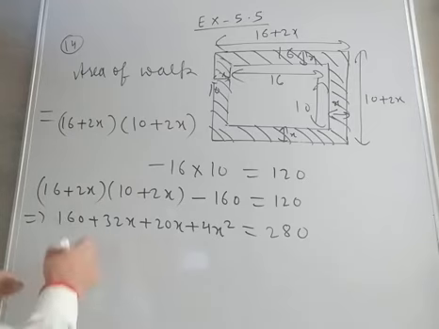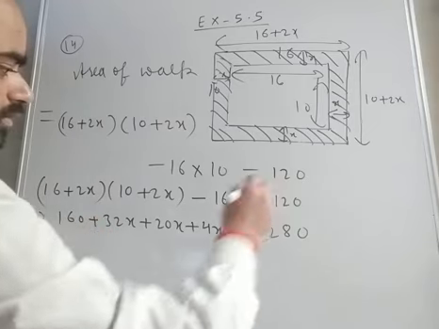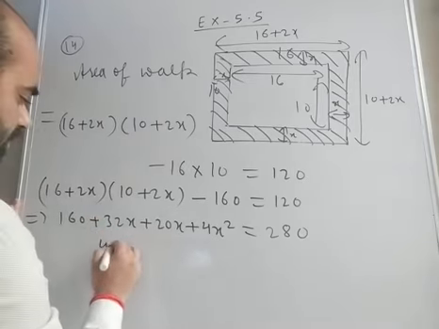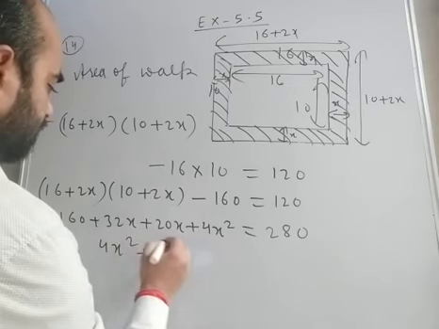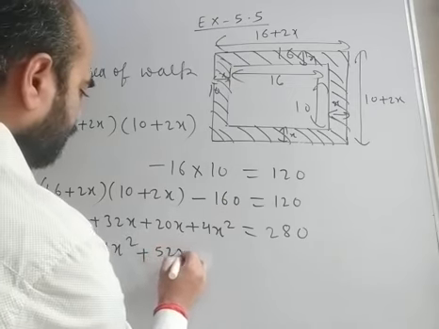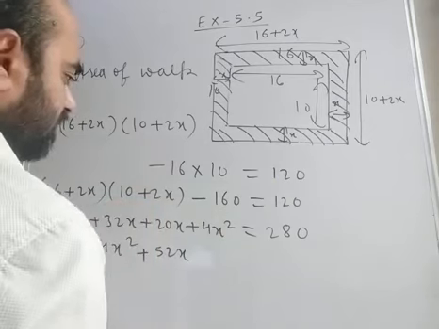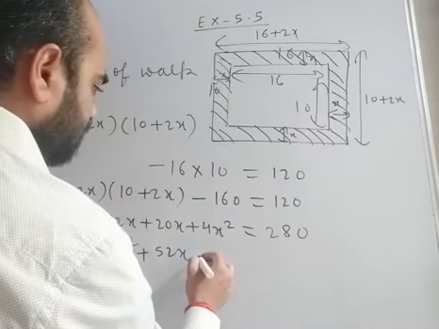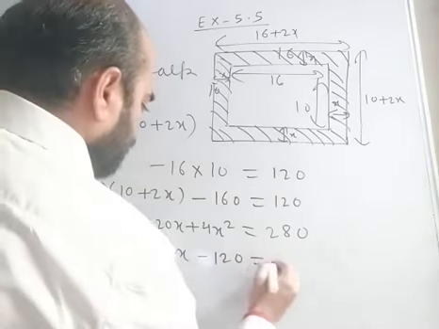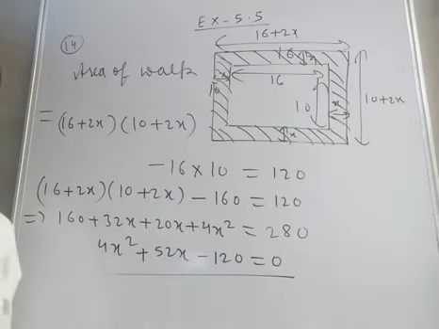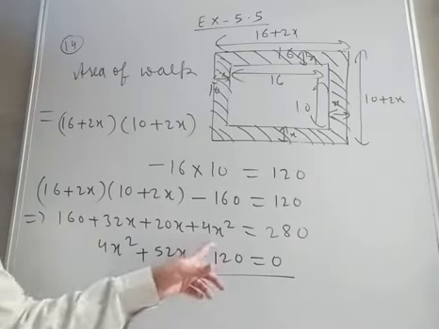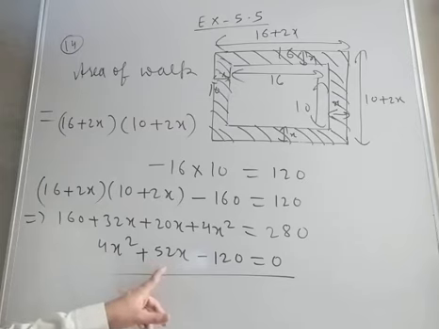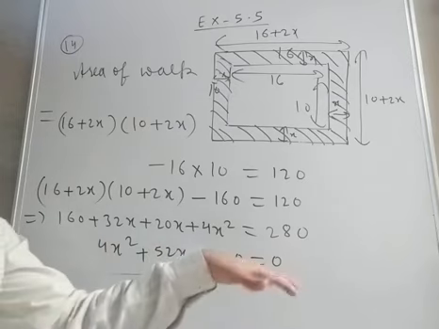Clear? Now transpose, that will give 4x² + 52x - 120 = 0. This is the final equation. 4x² + 52x - 160 - 280, that is 120.